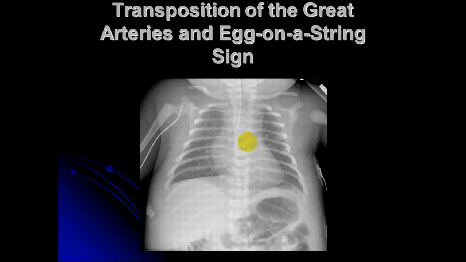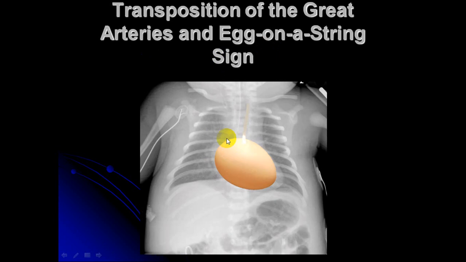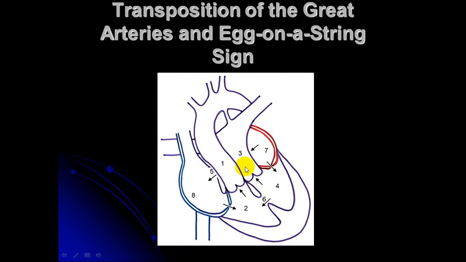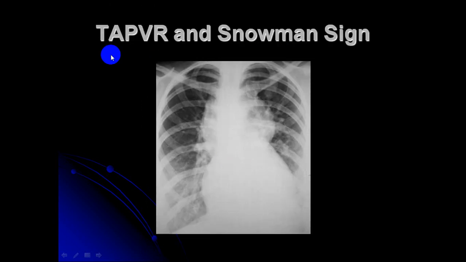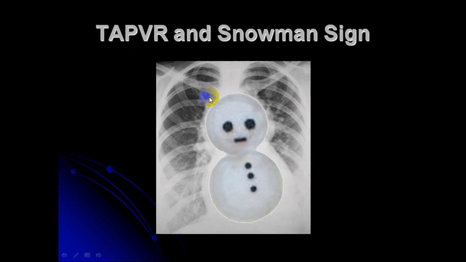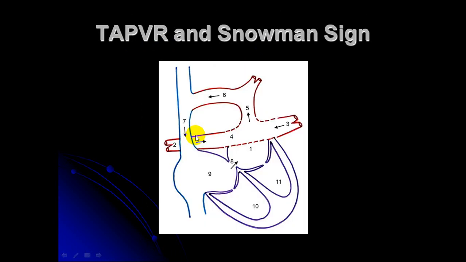We give you some interesting X-rays for congenital heart disease. This is what is called the eggs on a string sign in the transposition of great vessels. And total anomalous pulmonary venous drainage is the snowman sign. This is a snowman sign. In total anomalous pulmonary venous drainage, usually here, but it drains to the right side of the heart.